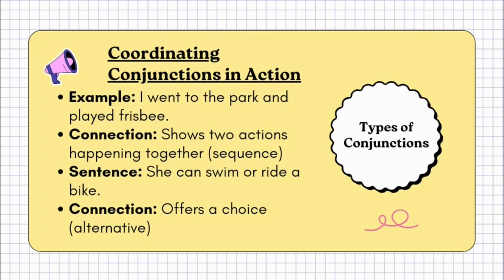Sentence: she can swim or ride a bike. In that statement, the or is showing an alternative. That is, she can either choose to swim or ride a bike. So those are more examples of sentences. You can give more examples using each of the coordinating conjunctions that we have mentioned under the acronym FANBOYS.